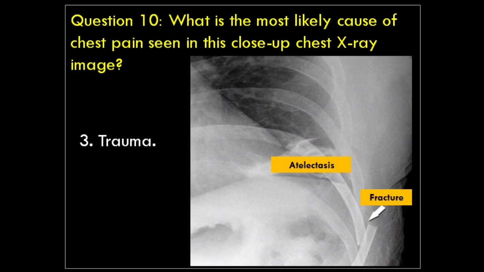The correct answer is trauma. Atelectasis at the left lung base may be related to any of these causes, however there is a displaced rib fracture indicating trauma.